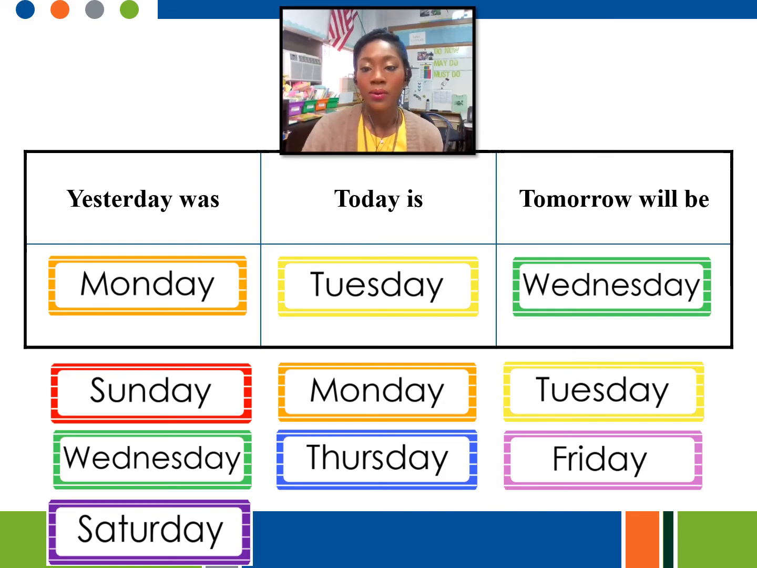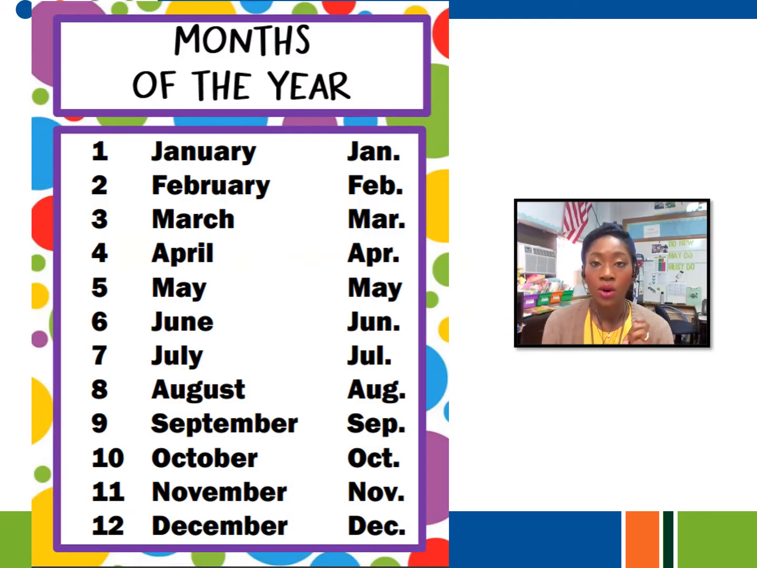Okay, let's keep going. Now, we know we're going to say our months of the year, and we have to stop at this month. So let's go. January, February, March, April, May, June, July, August, September, October. And we now know that October is the 10th month of the year.